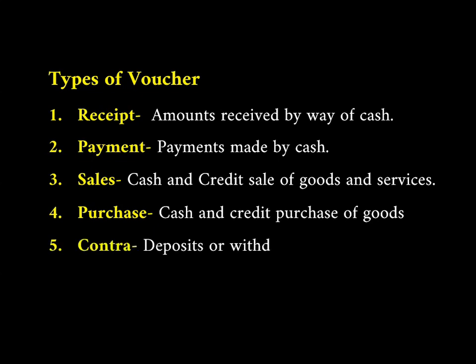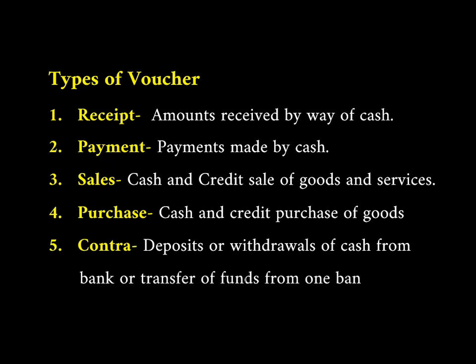Next, contra voucher. As you know that when we deposit some money into the bank, or some money we withdraw from the bank, or sometimes we transfer money from one bank to another bank, that time we can make a contra voucher. Here the journal entry will be bank to cash, cash to bank, or bank to bank. When you deposit money into the bank, bank account debit to cash. When you withdraw money from the bank, cash account debit to bank. And when you transfer money from one bank to another bank, that time you are going to make a journal entry bank to bank, okay. So this time only you are going to make a contra voucher.